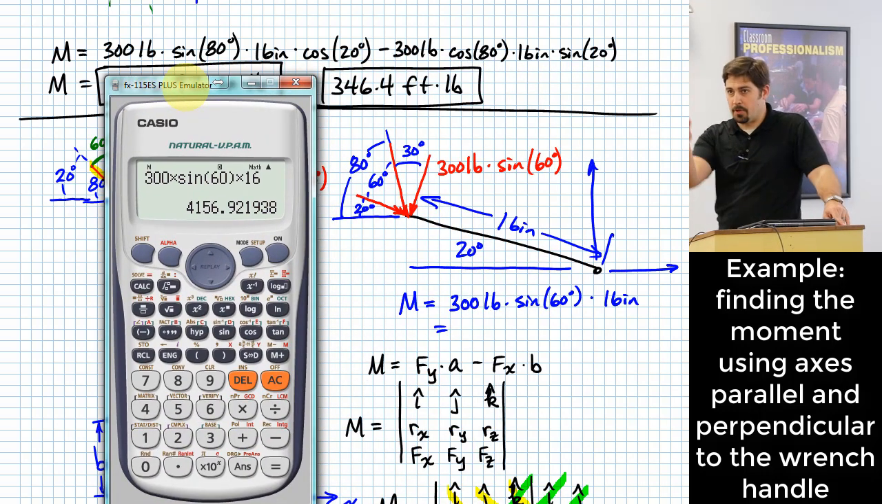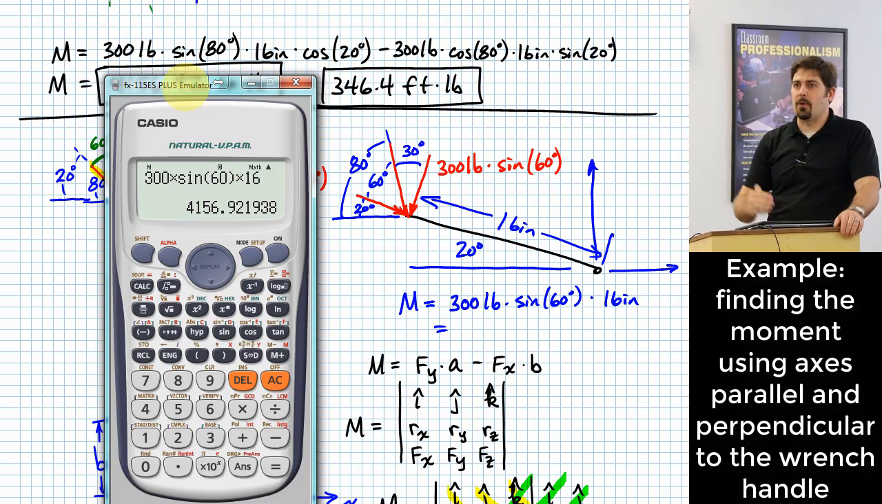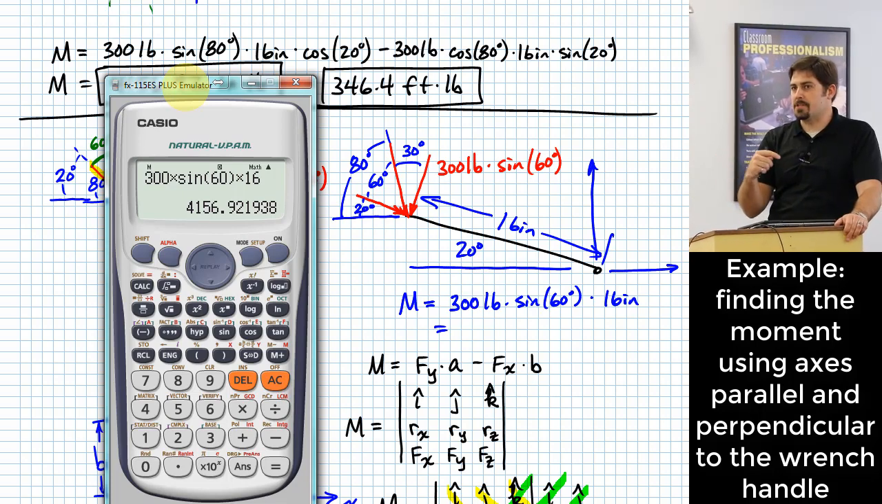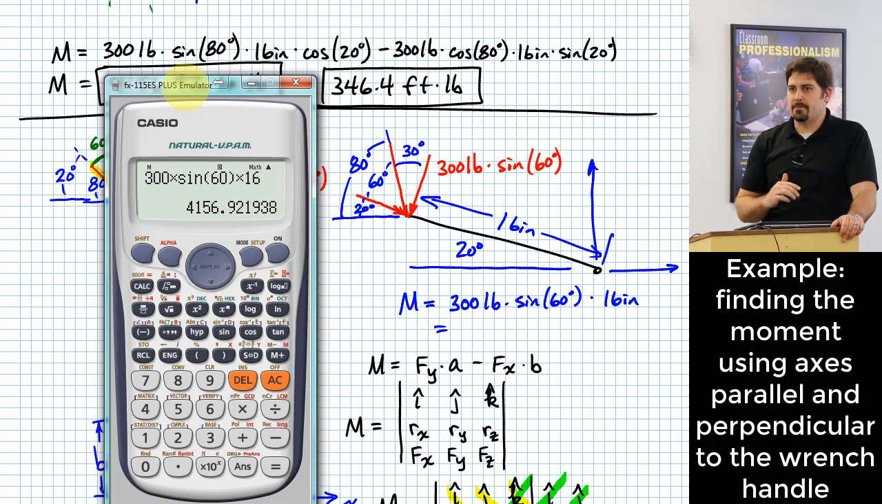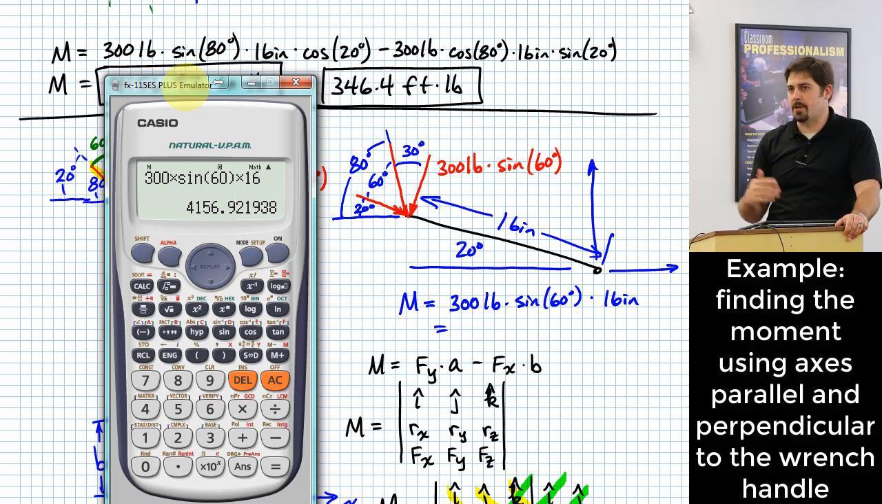And so what you were saying is true. You can go ahead and figure out what that perpendicular component is to the handle and just use that, because the parallel component to the handle doesn't create any tendency to rotate.